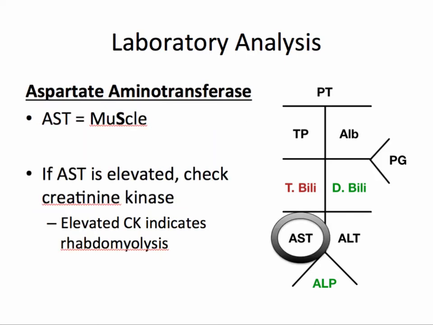The AST can be elevated in liver disease, but remember that it correlates more with muscle. If the AST is elevated, it's important to check a creatinine kinase. An elevated creatinine kinase indicates rhabdomyolysis. This condition involves excessive muscle breakdown, and creatinine kinase is the byproduct of muscle breakdown that builds up in the blood.